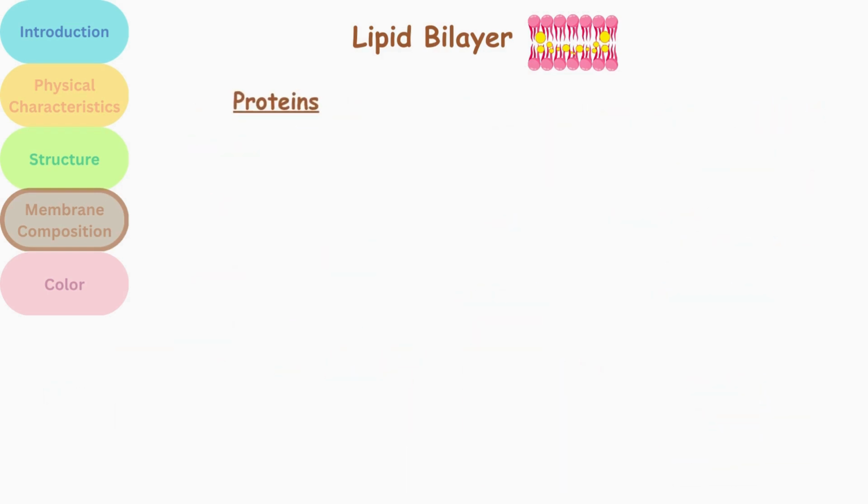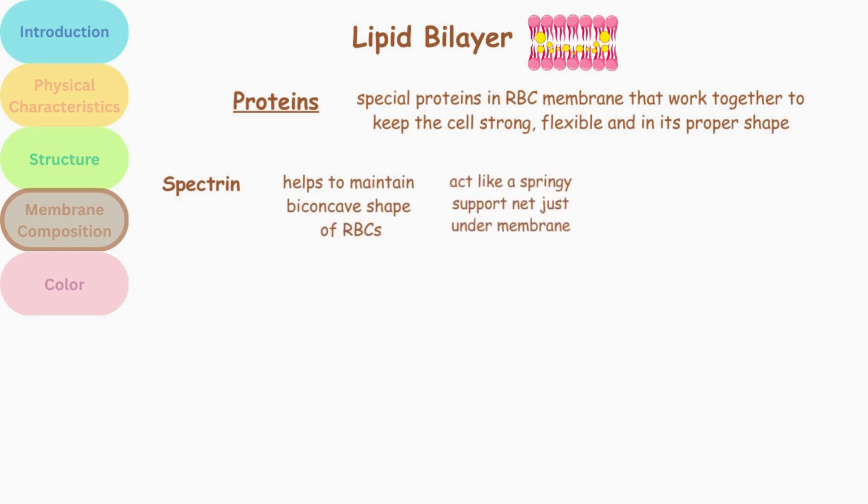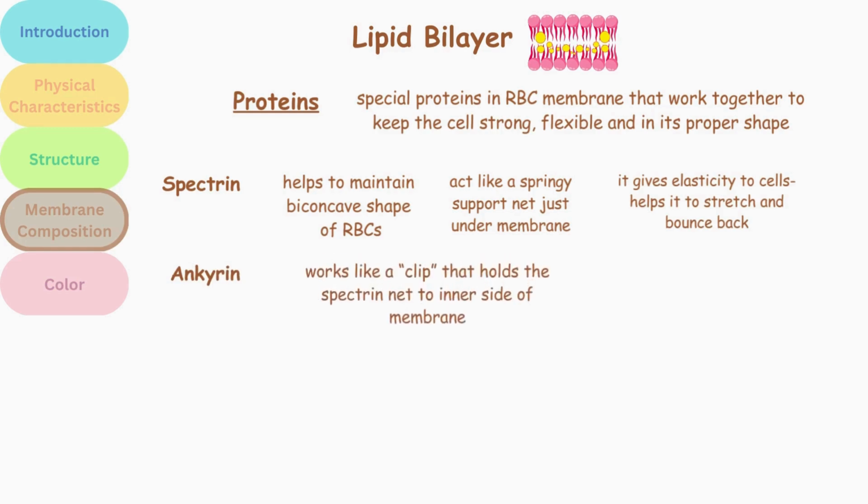There are so many proteins here, but we will discuss only those that contribute to its structure formation. These are special proteins in the red blood cell membrane that work together to keep the cell strong, flexible, and in its proper shape. First one is spectrin. It helps to maintain the biconcave shape of red blood cells. It acts like a springy support net just under the membrane. It gives elasticity to cells and helps them stretch and bounce back. Another protein is ankyrin. It works like a clip that holds the spectrin net to the inner side of the membrane. Without ankyrin, spectrin won't stay in place.